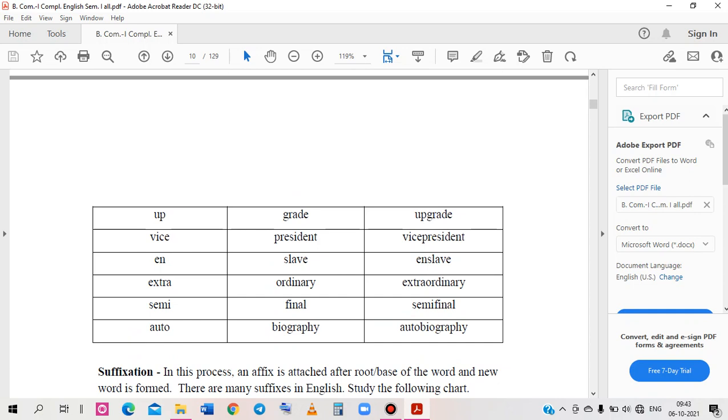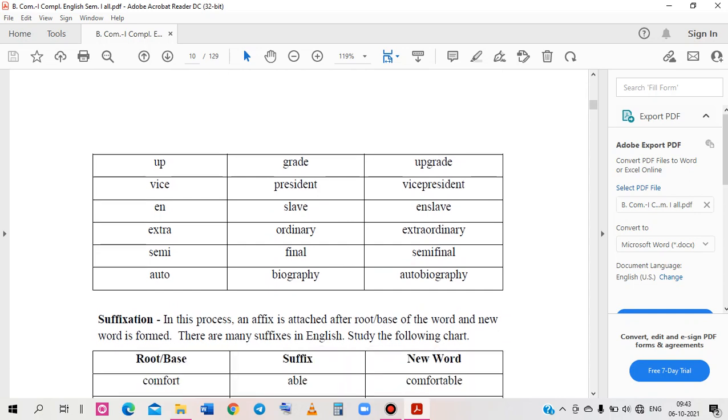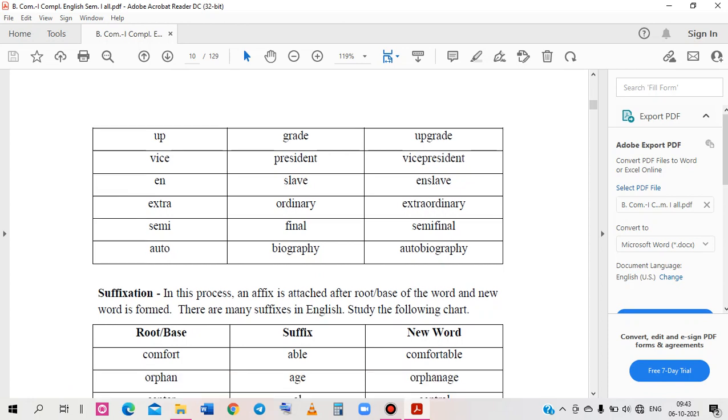Then suffixation. In this process an affix is attached after the root base of the word and a new word is formed. Means after the root word the suffix is added. For example, comfort, then able, comfortable. Suffix is able, root word is comfort.